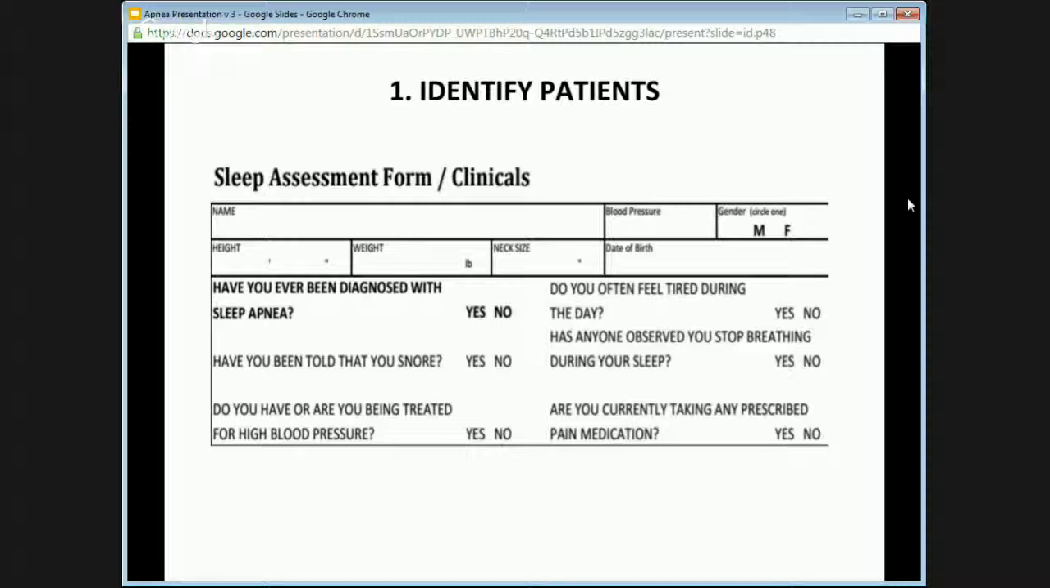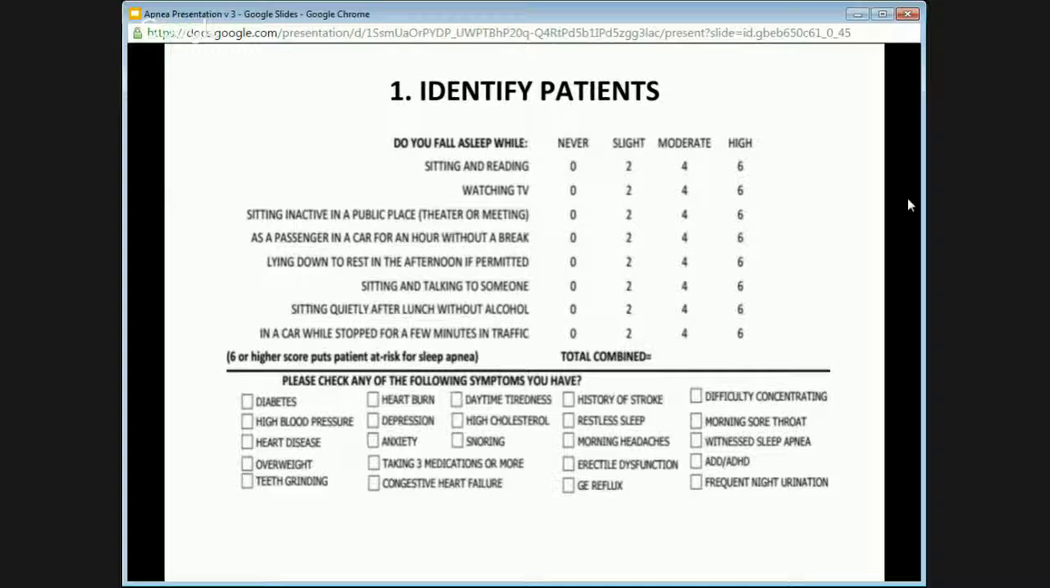So here's the first area here. If they mark yes to any one of these questions, they are at risk. If they're prescribed a pain medication, 75% of the time, it is causing sleep apnea, or they're having apnea because of it. Okay? Here's the next thing you want to look for.